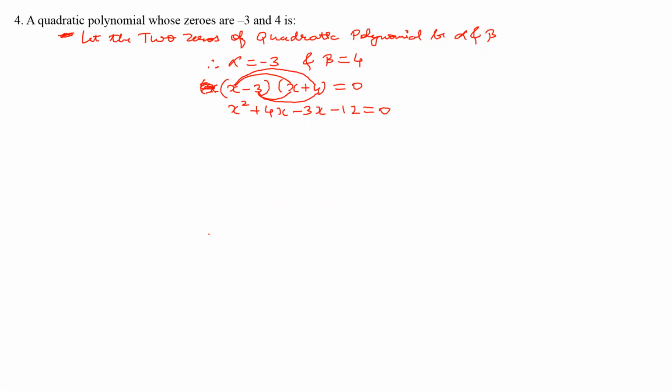Yes, you can also use alpha and beta, but how will you make the polynomial? To make a polynomial you have to take only one variable. Here I have taken variable x. So what it will become, x square plus x minus 12. Many of you have done mistake in this. You can also solve it using sum of zeros and product of zeros. It's up to you.